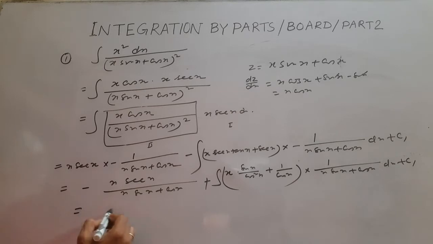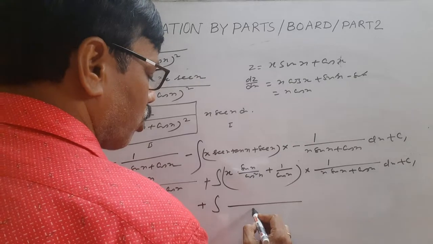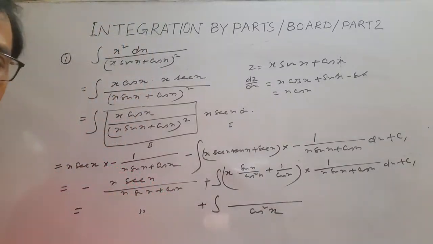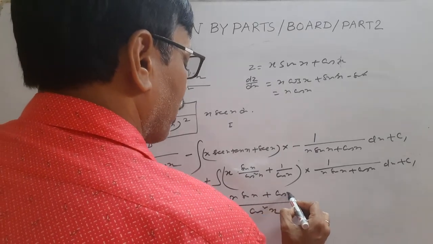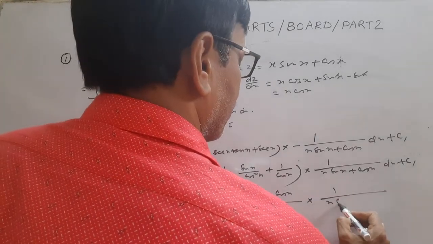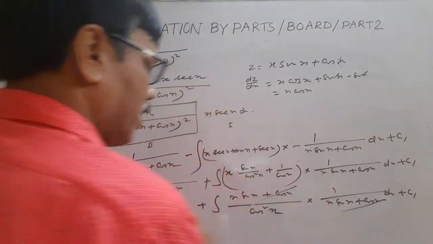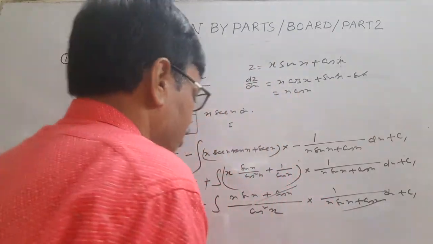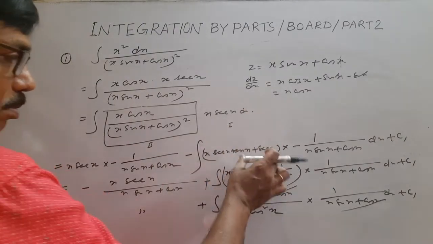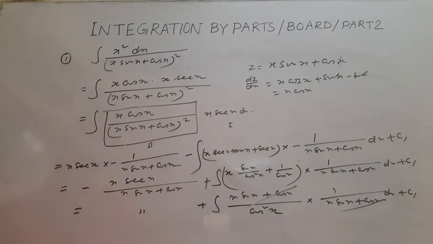Now this first part is unchanged, so no change. And this is cos square x LCM. So this is x sin x plus cos x, and this is x sin x plus cos x dx plus 1. So this and this cancel out. So this is most interesting problem. So this bigger quantity reduced to simple one, that is 1 by cos square x, that is sec square x.